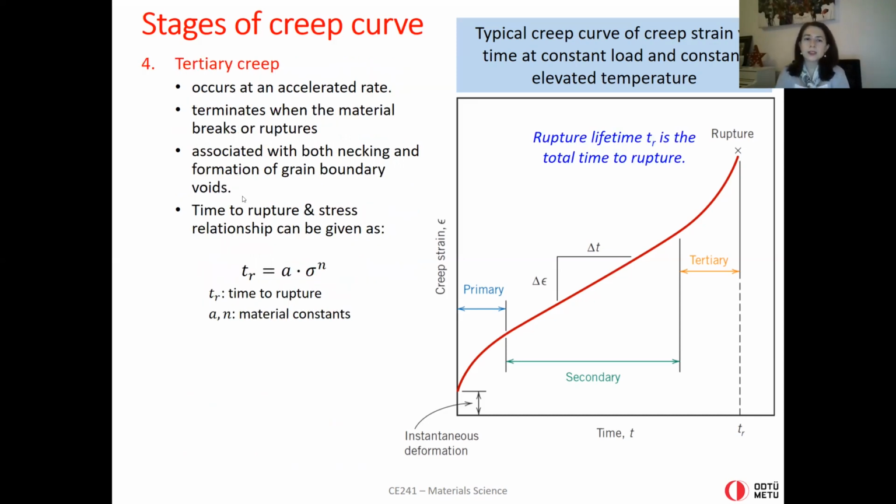The last stage is the tertiary creep. It occurs at an accelerated rate and terminates when the material breaks or ruptures. It is associated with bone necking and formation of grain boundary walls. Time to rupture and stress relationship can be estimated with the given formula. Here, Tr is time to rupture, A and N are material constants.